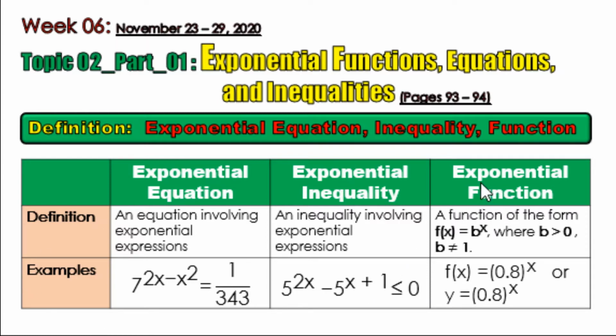So now let us proceed to exponential function. So an exponential function is a function of the form f of x is equal to b raised to x, where b is greater than 0 but b is not equal to 1. So we have an example, f of x is equal to 0.8 raised to x, or y is equal to 0.8 raised to x. So remember, f of x is also y. So f of x is just a function notation.